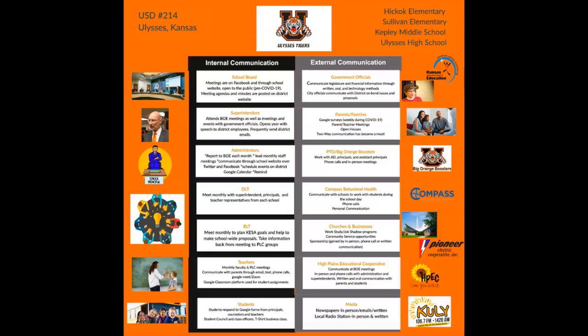Our administrators report to the Board of Education each month. They also lead our staff meetings on a monthly basis. They communicate through our school website, over Twitter and Facebook. I think each of our principals for the schools do that very well. Our principal at Ulysses High School loves Twitter, and he's really good about posting articles and information to improve teaching that he finds on Twitter.